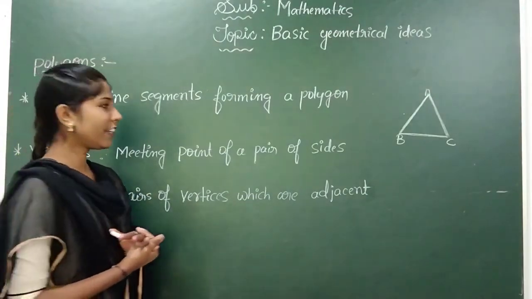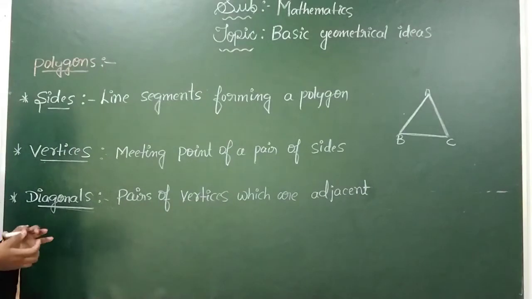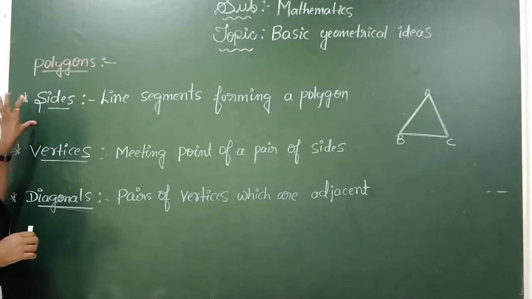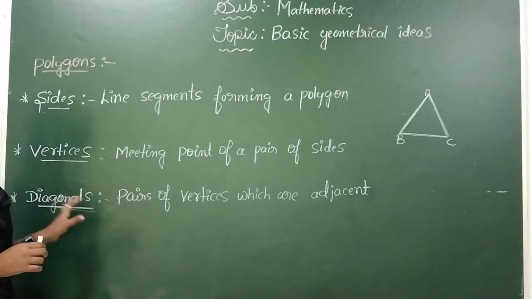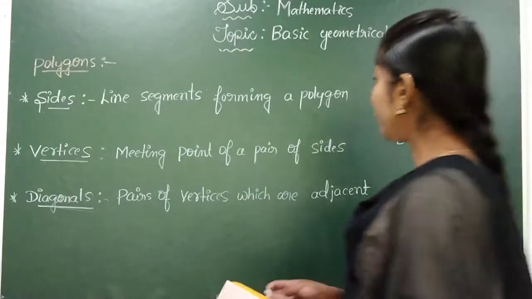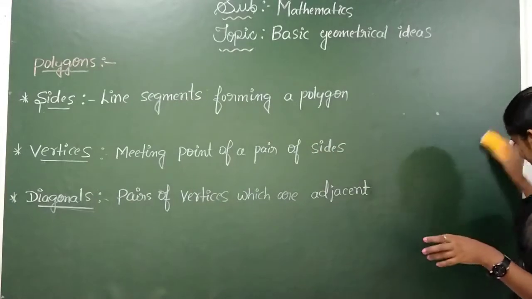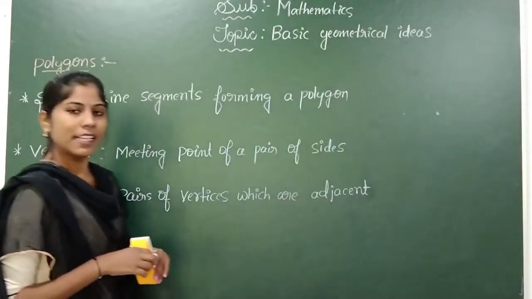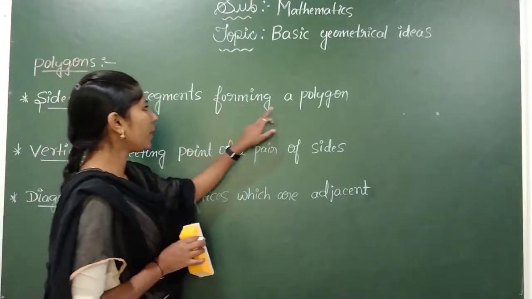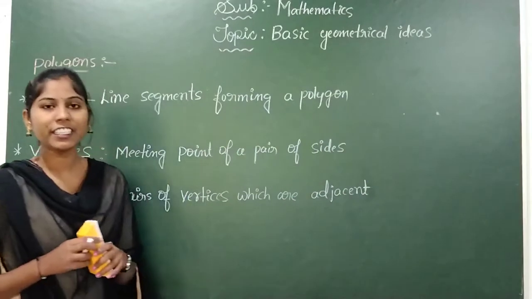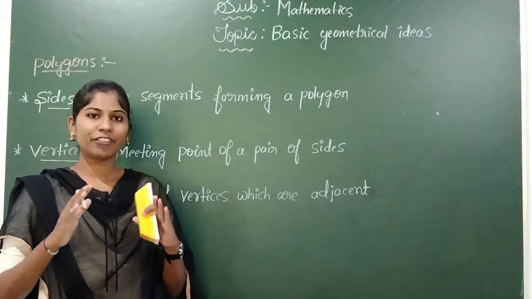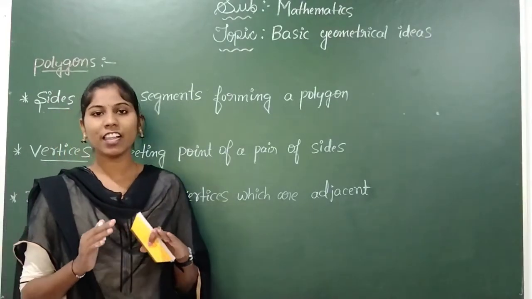So in the polygon we can learn some very important characteristics and features of the polygon. The first one is sides, the second one is vertices and the third one is diagonals. The first thing is, what are the sides of a polygon? How can you define the sides of a polygon? The sides are the line segments forming a polygon. I told you already the polygon is made entirely of line segments. It means that the figure is completely made by line segments.